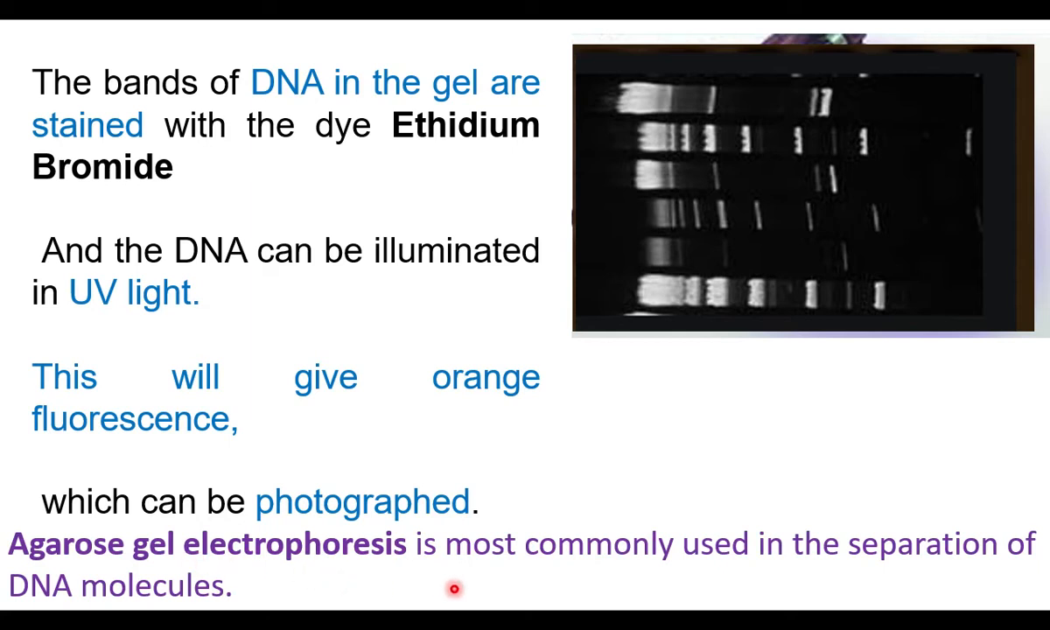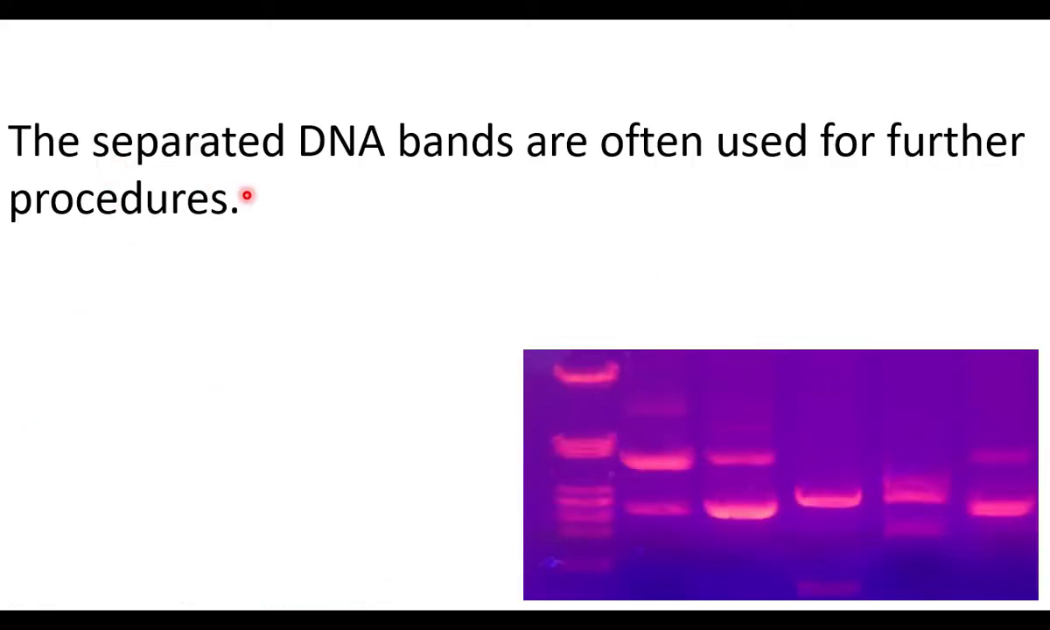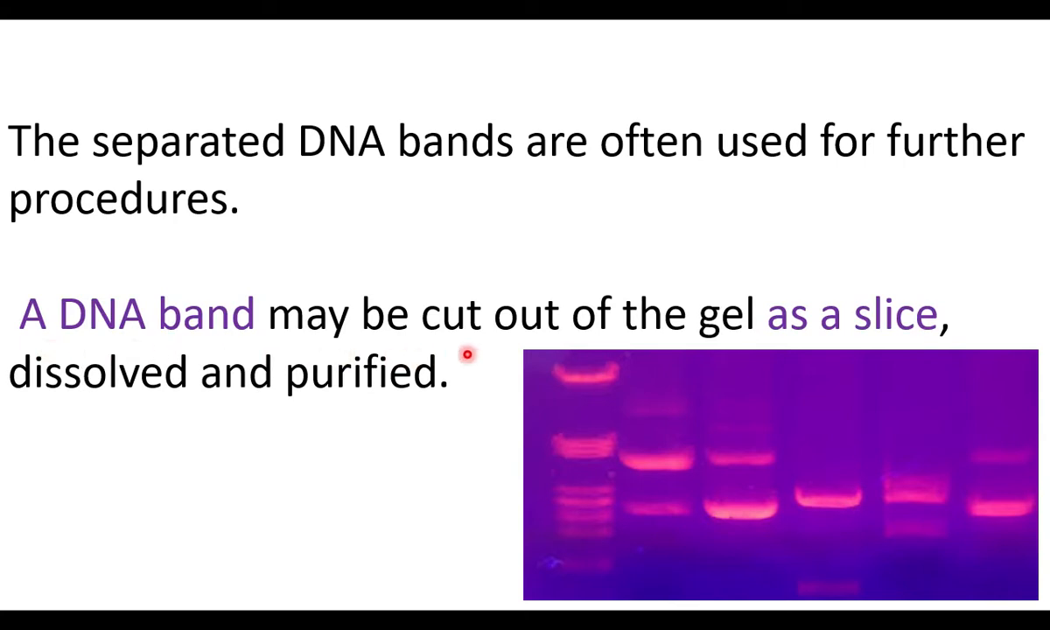Agarose gel electrophoresis is most commonly used in the separation of DNA molecules. The separated DNA bands are often used for further procedures. So many DNA bands are seen. The needed DNA fragment may be cut out of the gel as a slice and then dissolved and purified. This will be used for further procedures. In the next part, we shall discuss blotting techniques.